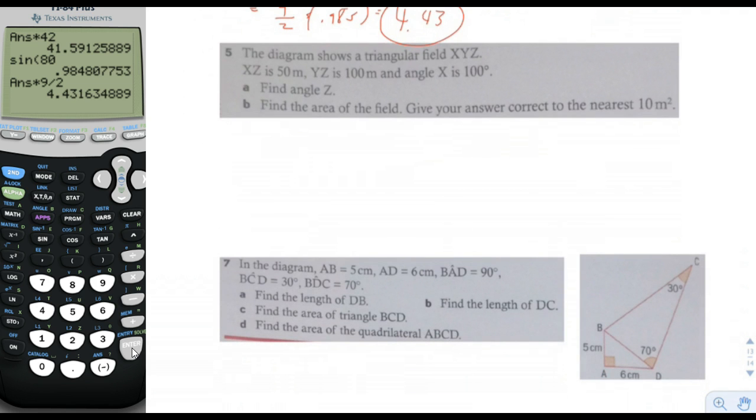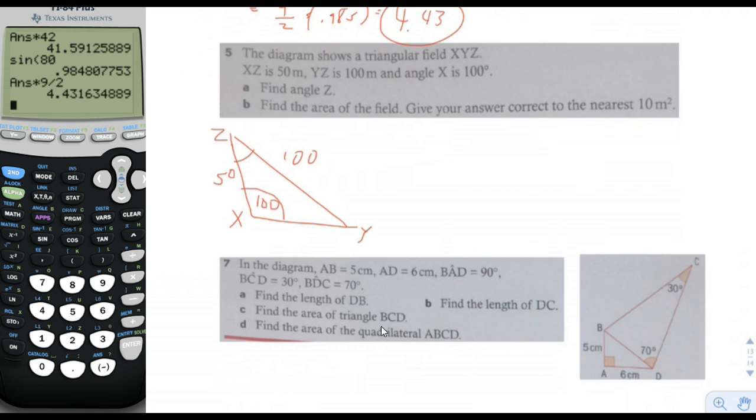Diagram shows a triangular field XYZ. Okay, so here's our drawing. YZ is 100 and XZ is 50, and we know one angle. Now we're not ready to find the area of this, because to find the area we would need to know an included angle, and we don't. So maybe we could use law of sines or law of cosines to find an included angle, and then we could finish it.